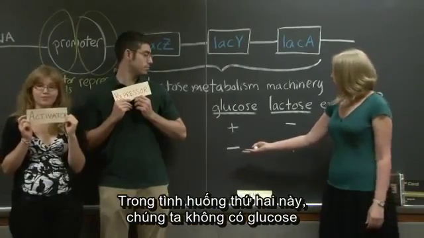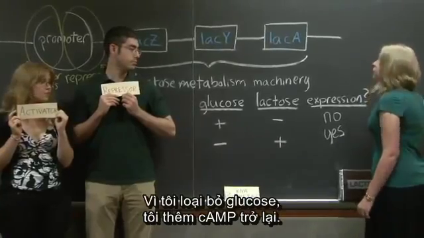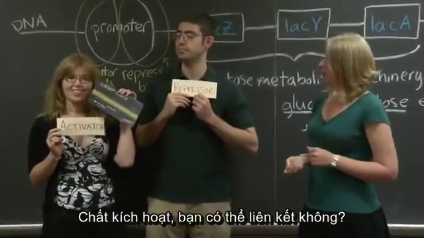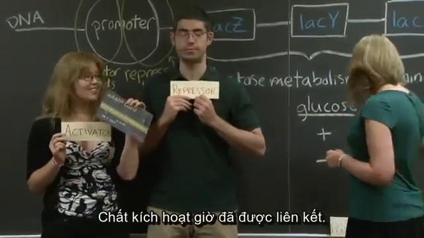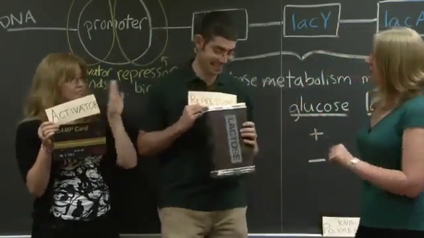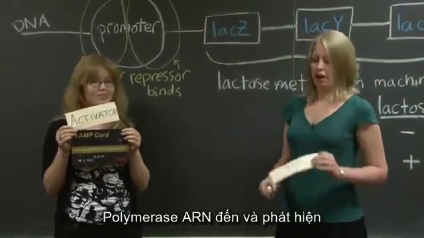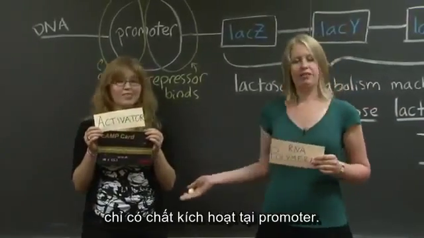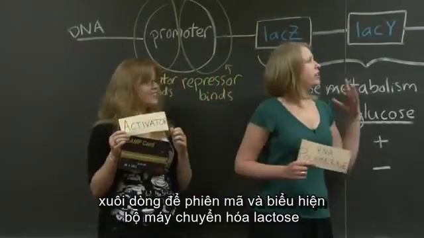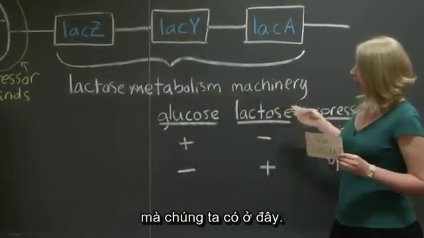In this second situation, we have no glucose, and we do have lactose. So, since I'm removing glucose, I am adding back cAMP. Activator, can you bind? Activator is now bound. And I'm also adding lactose to the system. Repressor can't bind anymore. So what do I have at my promoter now? RNA polymerase comes along and finds only an activator at the promoter. The polymerase can thus bind to the promoter and move downstream to transcribe and express the lactose metabolism machinery that we have here.